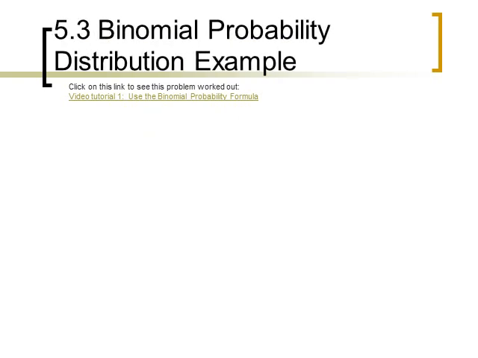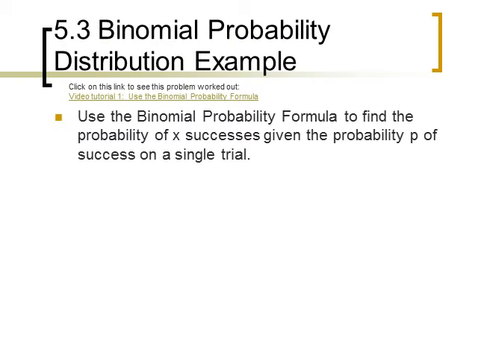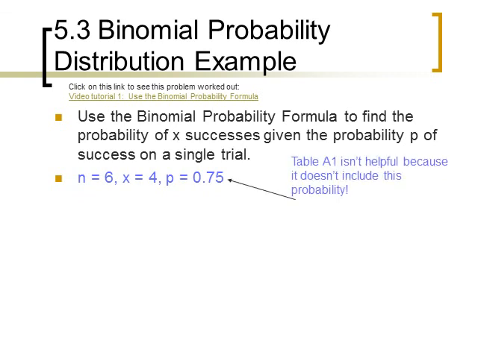Here we're going to look at an example of calculating the probability for a binomial distribution using the formula. So we have N equals 6, X equals 4, and P equals 0.75. Table A1 is not helpful because it does not include this specific probability. Here is our formula for finding the probability for a binomial distribution.